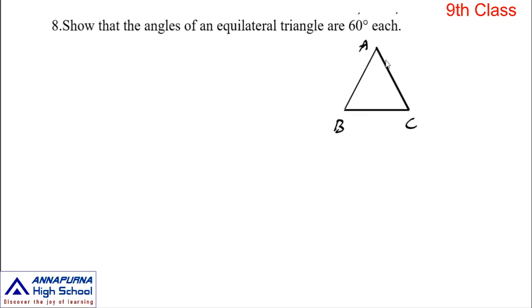Let us prove it. First, draw an equilateral triangle ABC. This is angle A, this is angle B, this is angle C. What is the definition of an equilateral triangle? A triangle in which all sides are equal. AB is equal to BC is equal to CA. We prove each angle is 60 degrees. Start the solution.